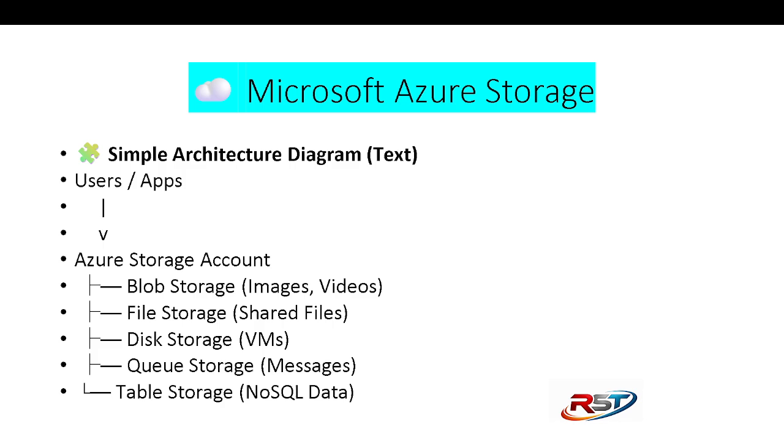Simple architecture diagram of Azure Storage. Table storage, NoSQL data. Queue storage, messages only. Disk storage, VMs. File storage, shared files. Blob storage, images and videos. Azure Storage account contains all this. So users and apps get access to Azure Storage account. Storage account contains blob storage, file storage, disk storage, queue storage, table storage.